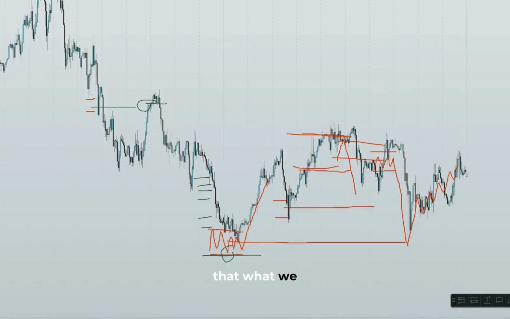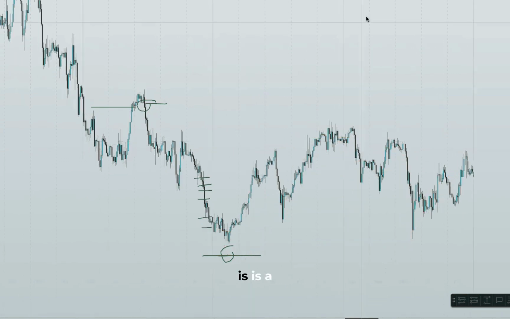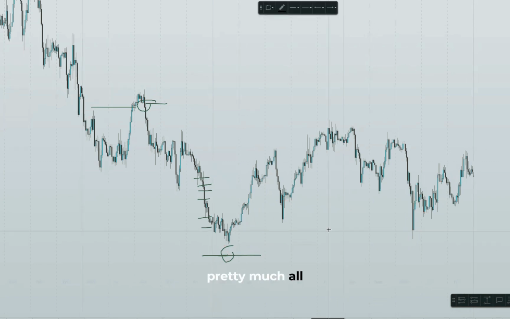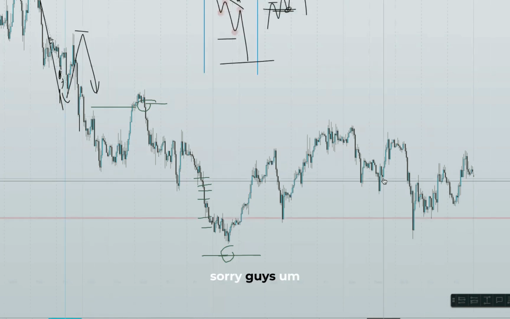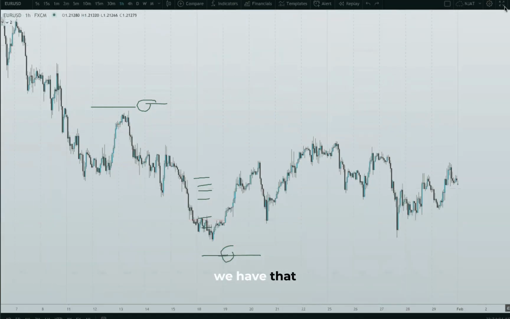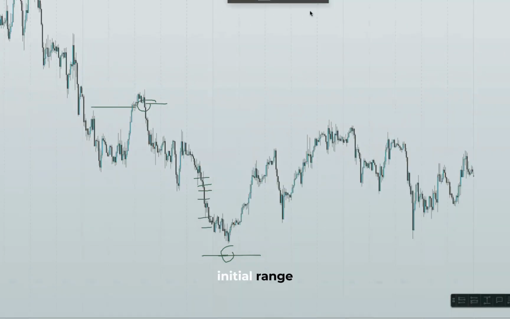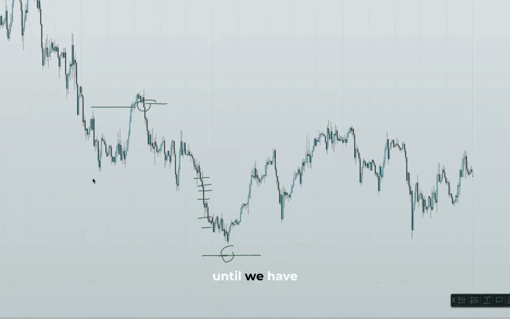So what we need to be able to recognize is a range being delivered. And when is a range being delivered? Pretty much all the time, because as Burton said, we have that initial range. And then price moves out of that range and creates a new price range.